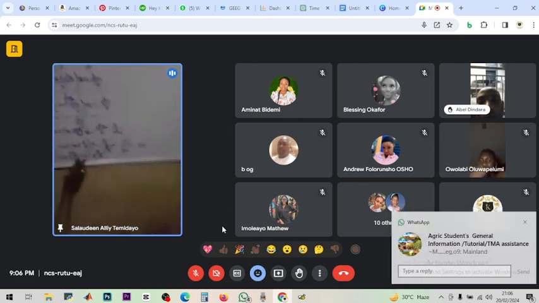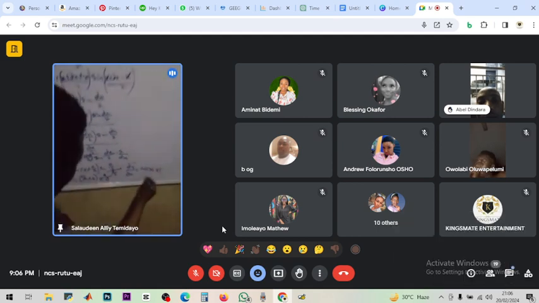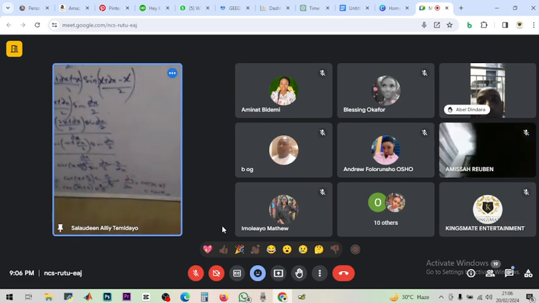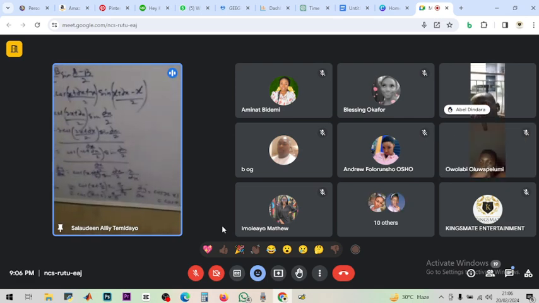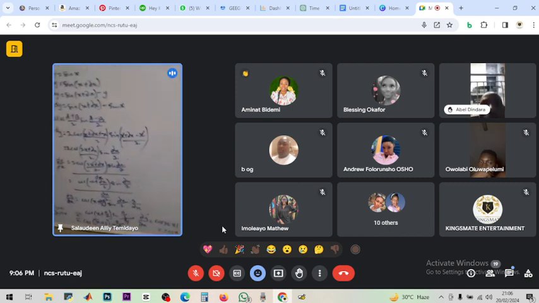So now I have dy/dx equals cos x times 1, so equals cos x. This is how it is gotten. I'm very sure a lot of people are lost here, but this is how it is gotten.